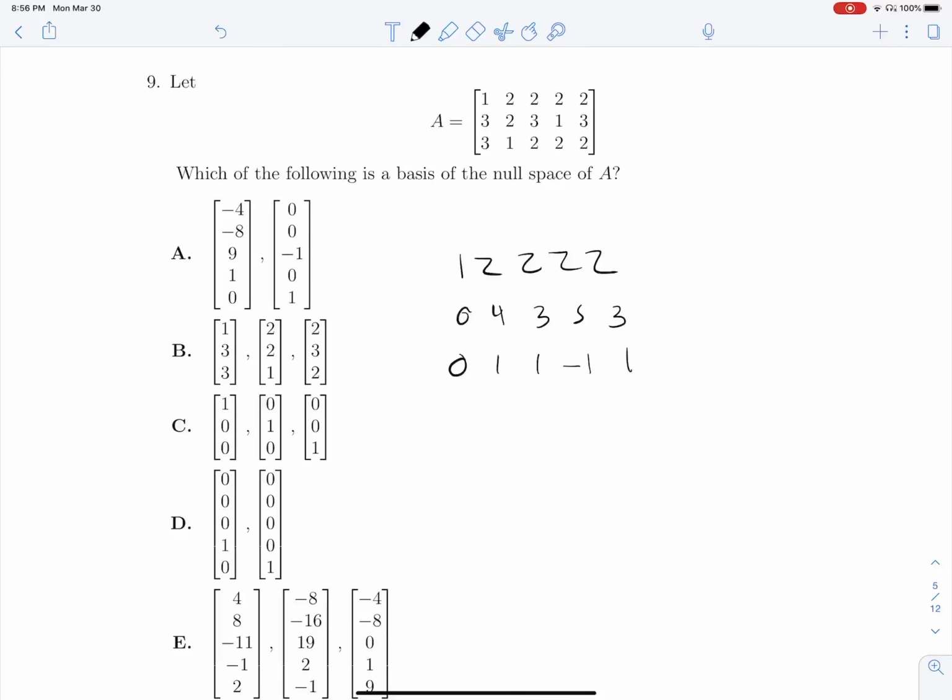Let's subtract 2 row 3s from row 1. That'll give us 0, 0, 4, 0. Let's subtract 4 row 3s from row 2. That will give us 0, -1, 9, -1.